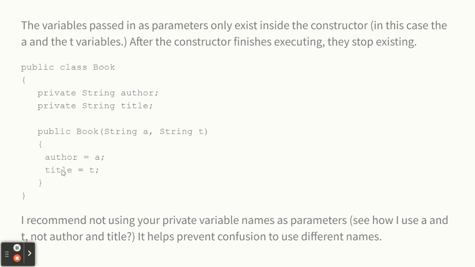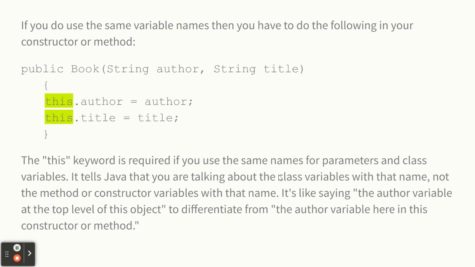And there is a way to make it work if you use exactly the same name, and we'll learn that, but not today. Or maybe today, I forget. Oh, here we do learn it. If you do use exactly the same variable, then you have to do this. You have to say this.author inside, which means the author variable that's part of this class, not the author variable that's right here. But this seems like it's way worse than just saying String A and String T, and then author equals A, title equals T.